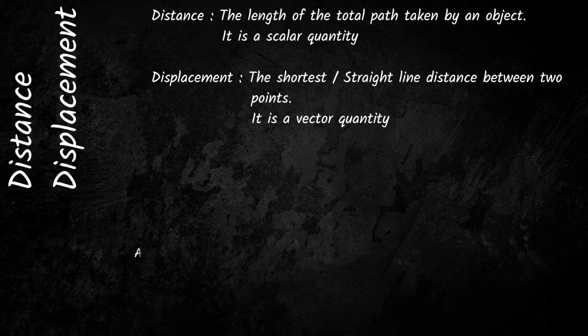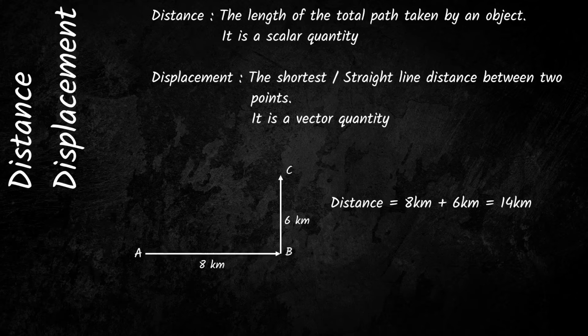Let's take a look at an example which will help us differentiate between distance and displacement. Let's assume an object moves from A to B, 8 kilometers east, and the same object goes from B to C, 6 kilometers north. It's very easy to figure out the distance. The distance is the length of the total path taken, which is 6 plus 8 kilometers, so that's a total of 14 kilometers.